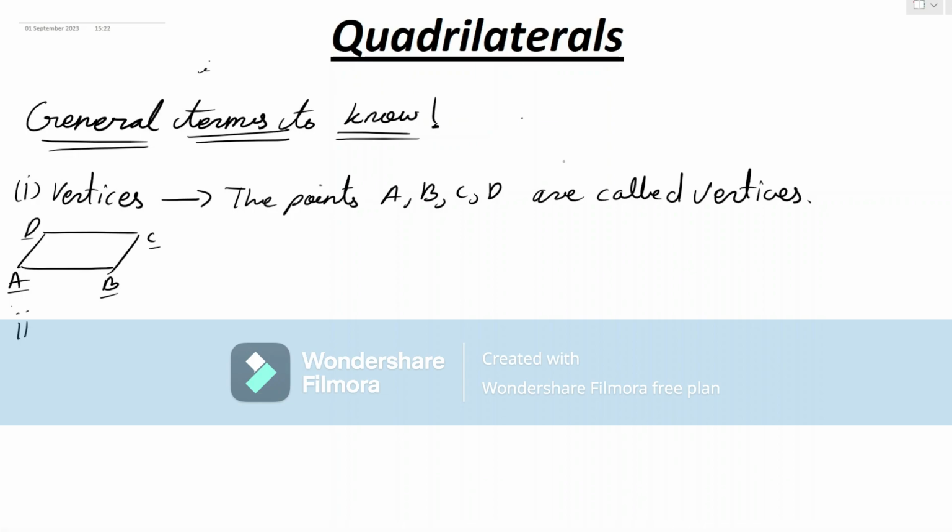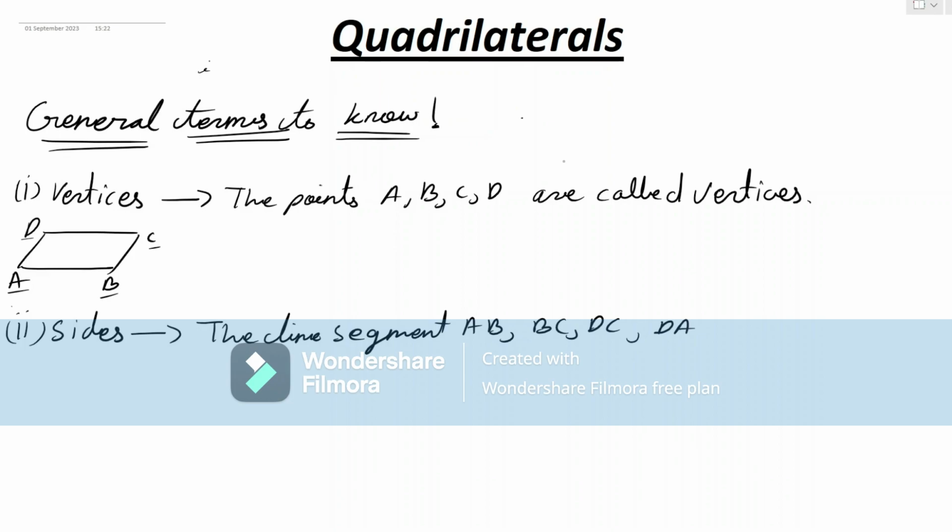Okay. Now the second is sides, and I'm sure you guys know it already, but still I'm going to tell you. The line segments AB, BC, DC and DA are called sides. Okay.